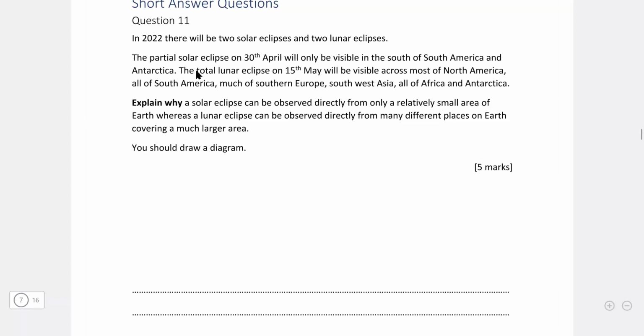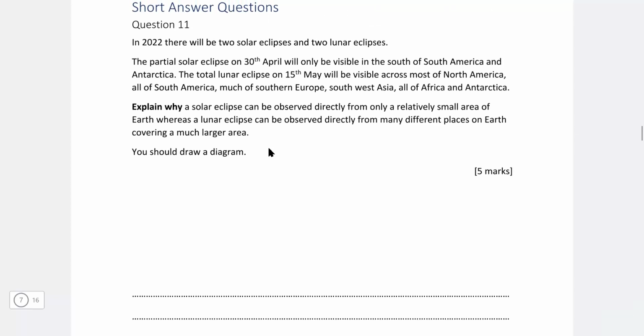So in 2022, there were 2 solar eclipses and 2 lunar eclipses. What we need to explain is why a solar eclipse can be observed directly from only a relatively small area, whereas a lunar eclipse can be observed directly from many different places on Earth, covering a much larger area. And we should draw a diagram.